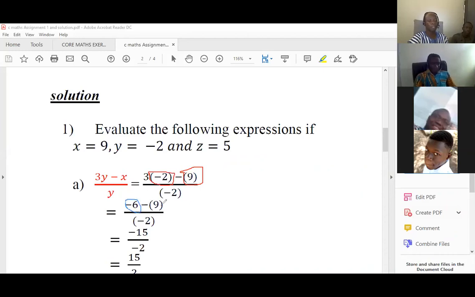Now, minus the 9, which we have over here, the x there stands alone, so minus 9. So if you simplify the numerator, this gives you negative 15. That is, negative 6 minus 9 gives you negative 15 over negative 2. And finally, your answer will be 15 over 2. That is the solution to the first one.